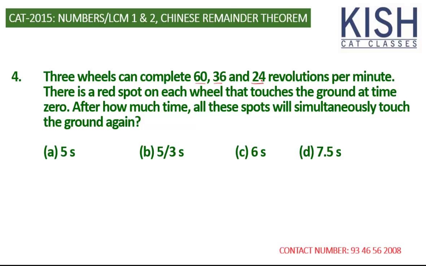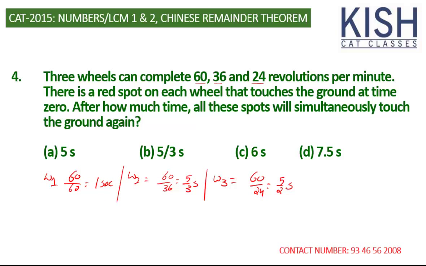Look at this here, the revolutions are given. We cannot take the LCM of the revolutions. We need to take the LCM of the times. So for wheel 1, that is 60 by 60, it means it will take 1 second per revolution. Now wheel number 2 takes exactly 60 by 36, that means 5 by 3 seconds. Wheel number 3 is 60 by 24, so it's going to take 5 by 2 seconds.